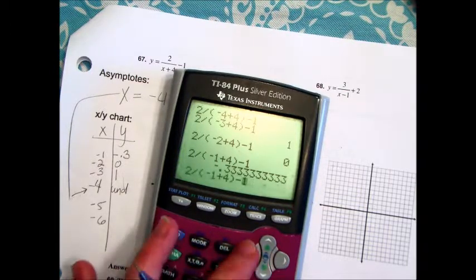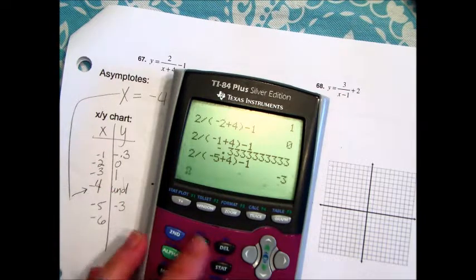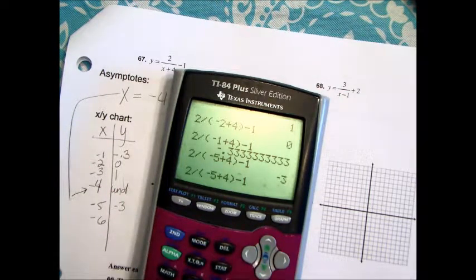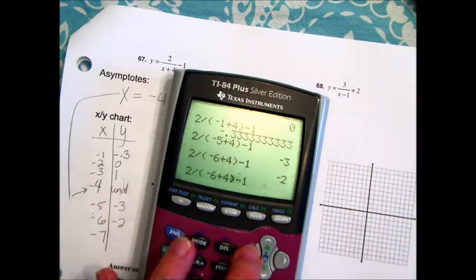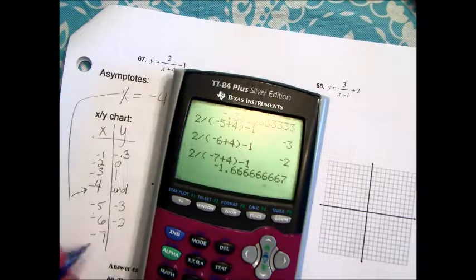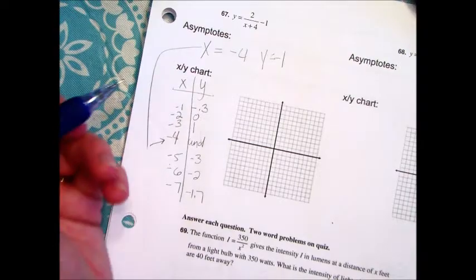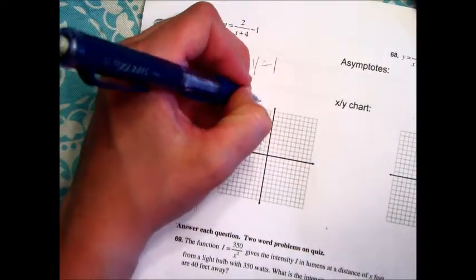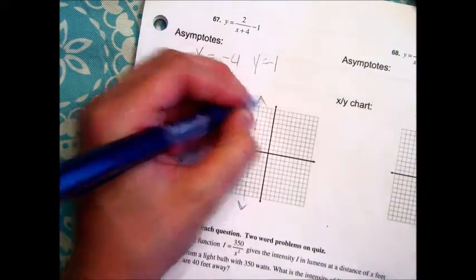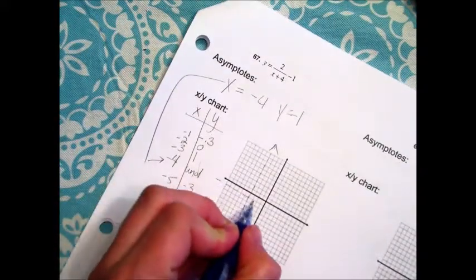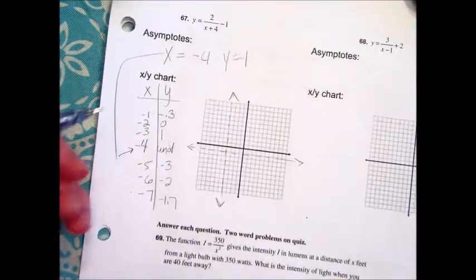Now let's try -5. Let's try -6. Let's try -7 and see what happens. So -1.7 when we round. Let's graph. I guess I could have put my asymptotes on here, huh? Okay, so it should approach those but not touch those.